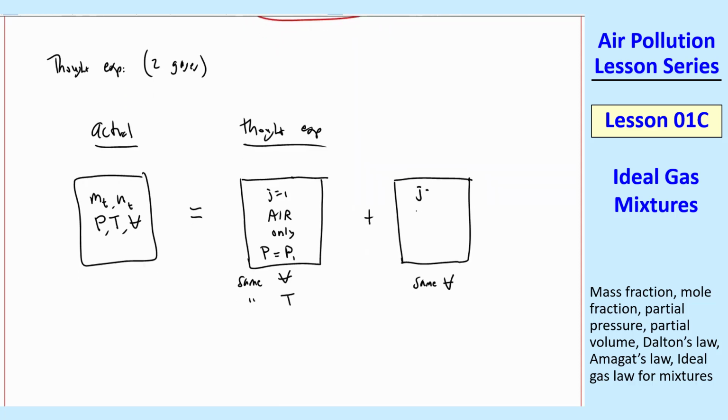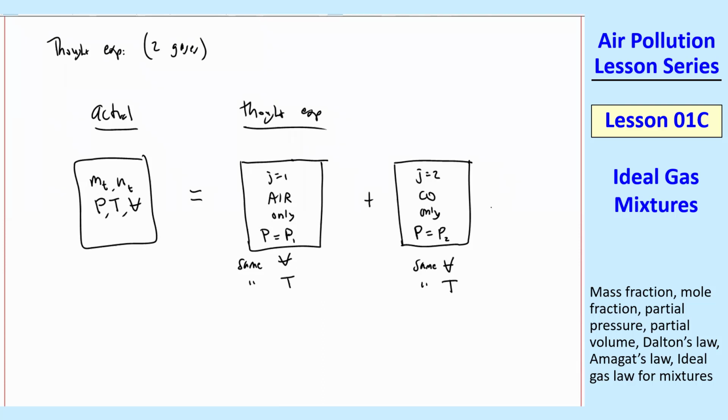And then here J equals 2 is the CO only, so P is equal to P2, or the P of the carbon monoxide. And again, this is the same V and the same T as the original case. Same volume, so just imagine we take all the CO out, all we have left is air. It's going to be a lower pressure, of course. The second tank is filled with CO only. That's all the CO that we removed.